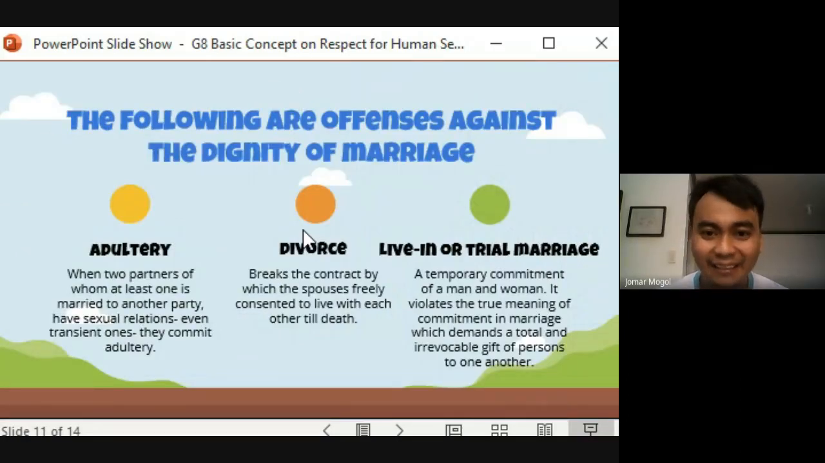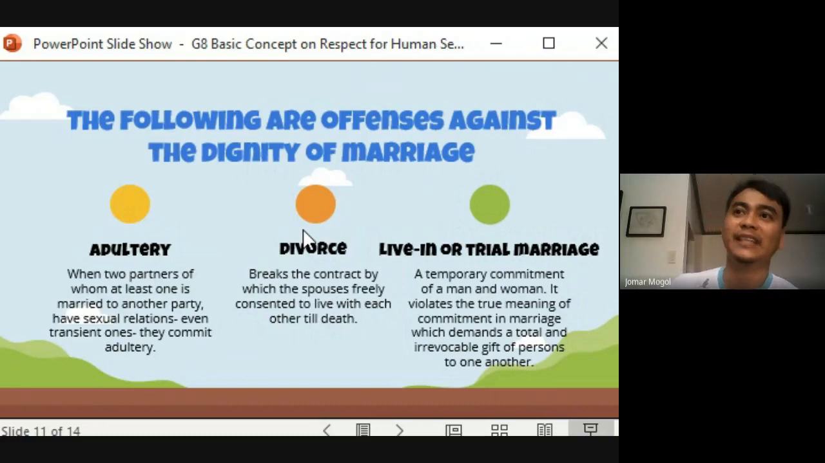Yeah, the following are offenses against the dignity of marriage: adultery, divorce, live-in, or trial marriage. Alam naman natin na yan. Adultery, yung pangangaliwa. Divorce, ito rin yung isang issue sa Pilipinas.